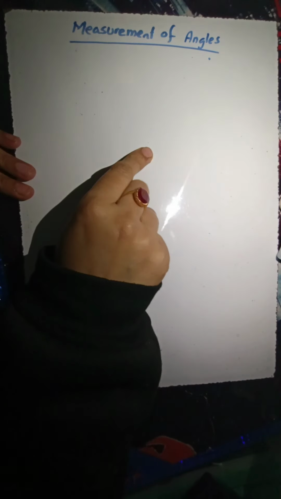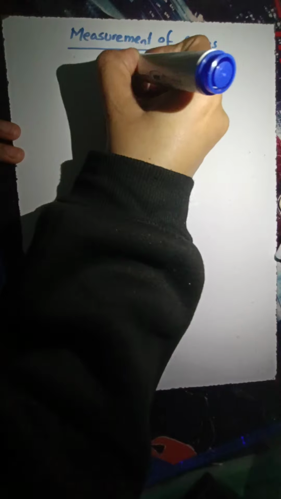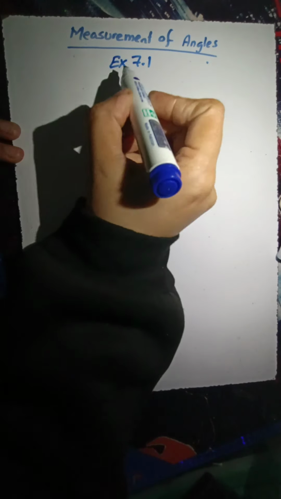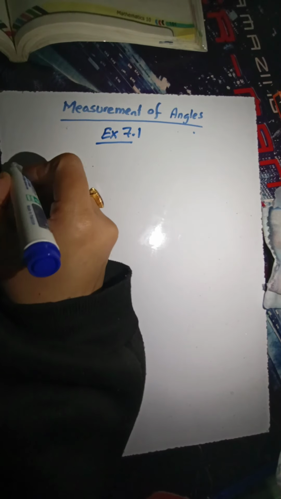Let us do a problem relating to this concept. The angle that I had drawn, in decimal form, could be written as 60.5 degrees, or you can write it as 60 degrees and 30 minutes. Now question number 2 of exercise 7.1: express the following sexagesimal measure of angles in decimal form.